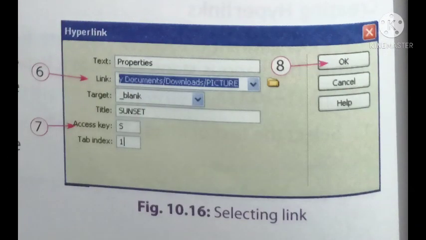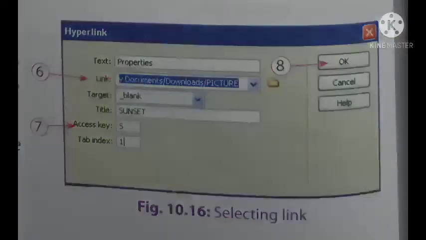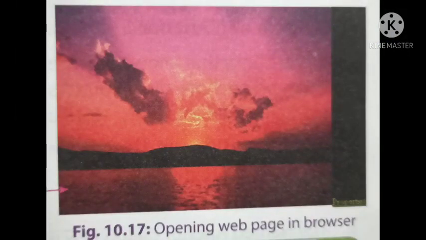Enter a suitable title for the link in the Title text box, which appears in the browser window. Then enter a one-letter keyboard equivalent in the Access Key. Then enter the link's number in the Tab Index text box. Click OK. Then the selected text or image will change to a hyperlink. Select File, Save to save the document. And then after that, click Preview or Debug in browser or press the F12 key.